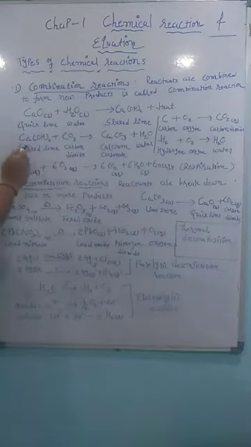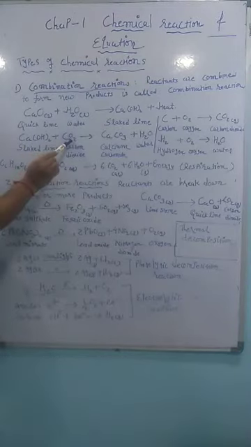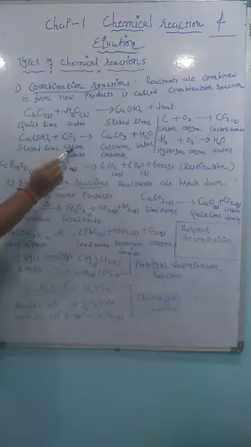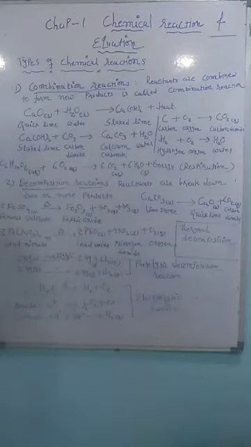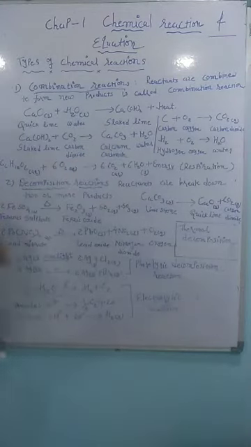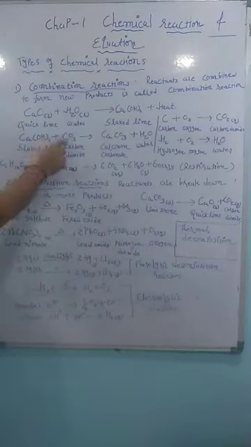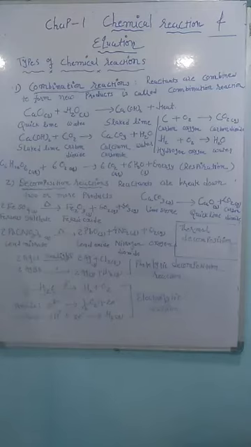Calcium hydroxide, slaked lime, when applied on the wall, has no color, but as it reacts with the carbon dioxide present in the atmosphere, it makes calcium carbonate plus water. Calcium carbonate has another name, as I already discussed, limestone. In all these reactions you can find that reactants are combined to form the product. So this reaction is called the combination reaction.